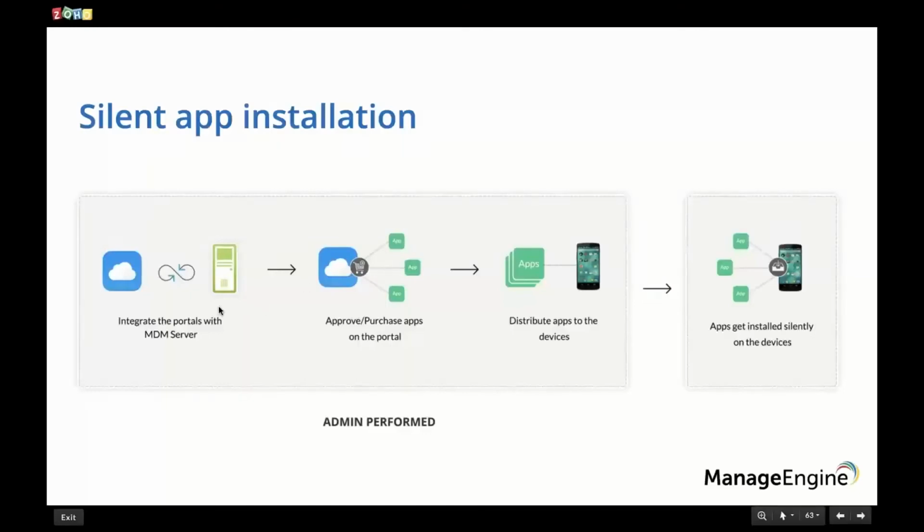So as you can see here, the first step is to integrate your Apple Business Manager portal with the MDM server, after which you will have to purchase or approve the required applications from the ABM portal. Once this is done, you can go ahead and distribute the applications to the devices, and then they get installed silently because of the Apple Business Manager integration process. Now, the integration process and the app purchase process remain the same in the case of iOS devices and Mac devices. Since I have already covered this in the previous session and due to time constraints, I will not be able to cover the integration and app approval process.